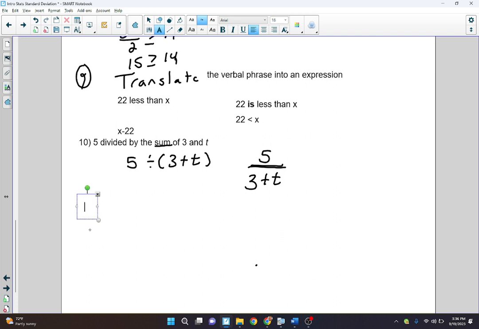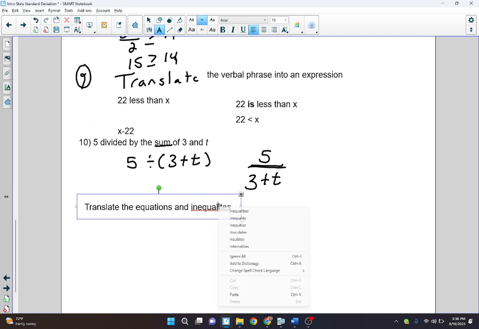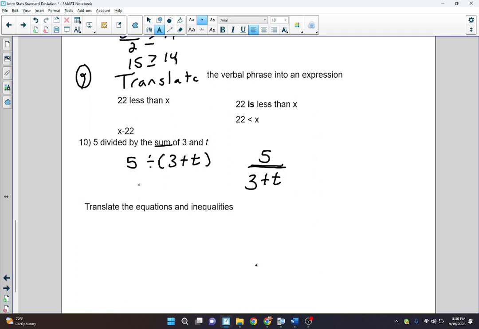So the next section says translate the equations and inequalities. And remember, equations mean that there's going to be an equal sign involved, while inequalities have the greater than or less than, or it could be greater than or equal to or less than or equal to. So you know in this section, it's going to have an equal sign or a greater than or less than sign. If you don't have that in this section, you know you messed up somewhere, so you got to reread it and be careful.